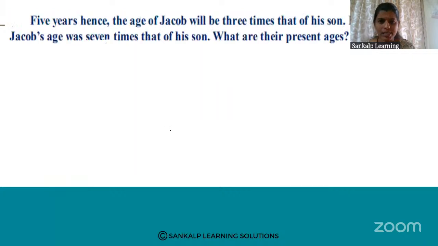Okay. Next. 5 years hence, the age of Jacob will be 3 times that of his son. 5 years ago, Jacob's age was 7 times that of his son. What are their present ages? So, here also we will make 2 parts. First, 5 years hence means 5 years after, from here onwards, right?